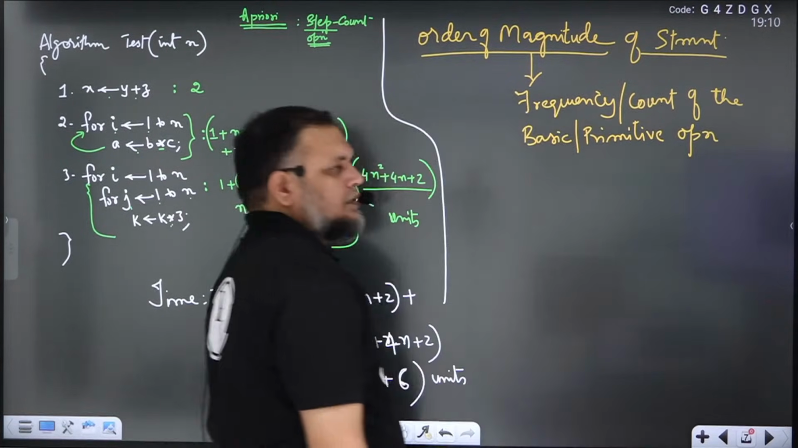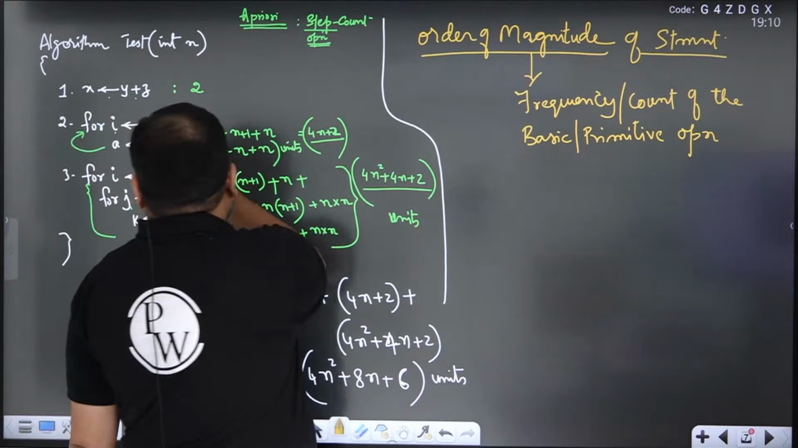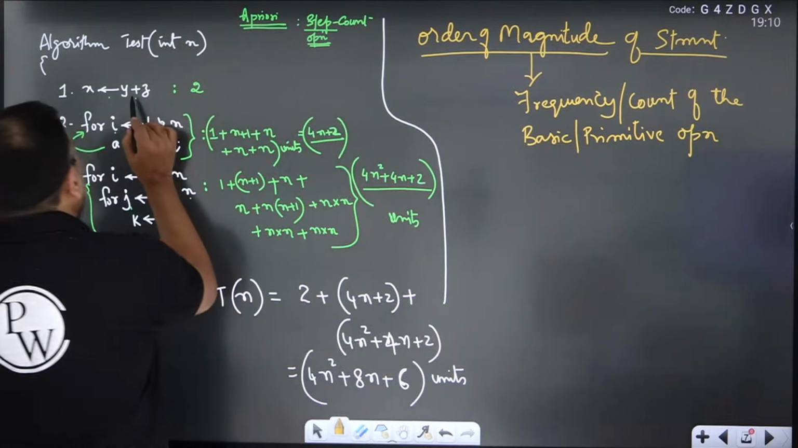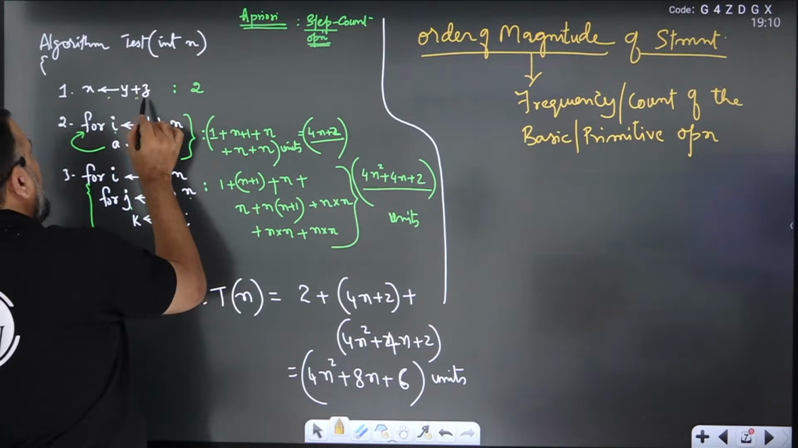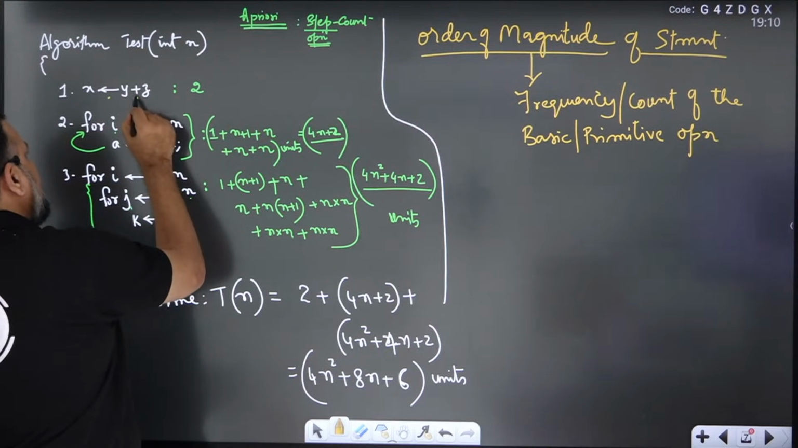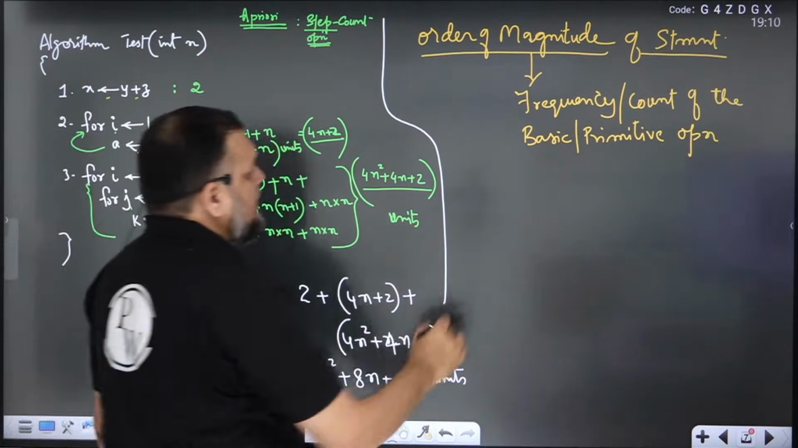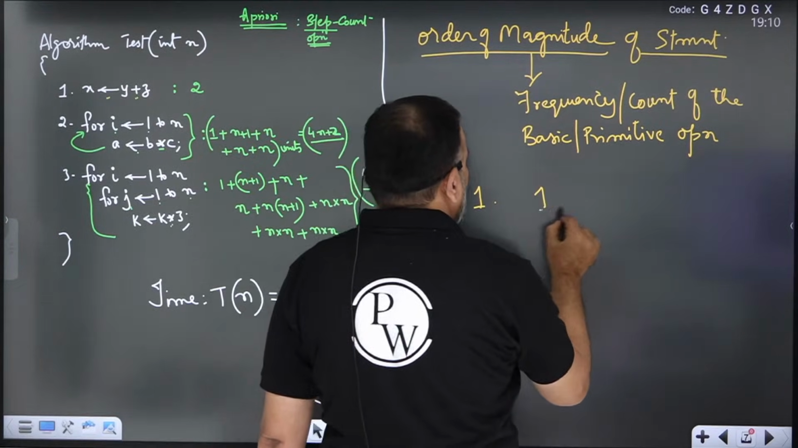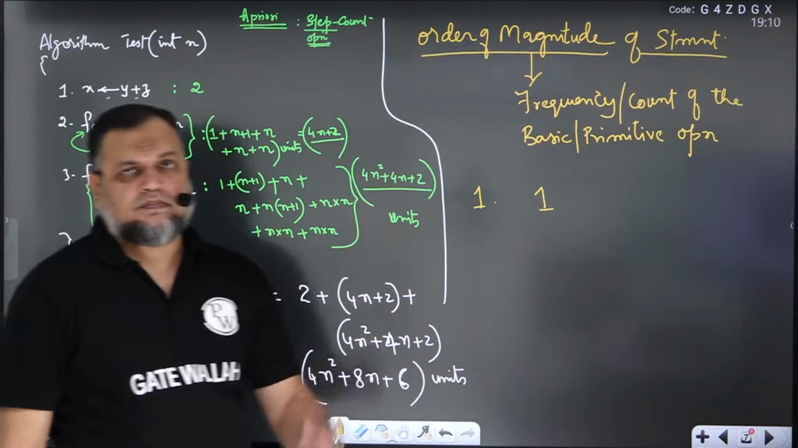in that statement. So for statement 1, x is equal to y plus z, the basic operations are addition and assignment. So how many times, the frequency, how many times this addition is done, how many times this assignment is done. So for statement 1, I say the order of magnitude is 1, the frequency, the count.